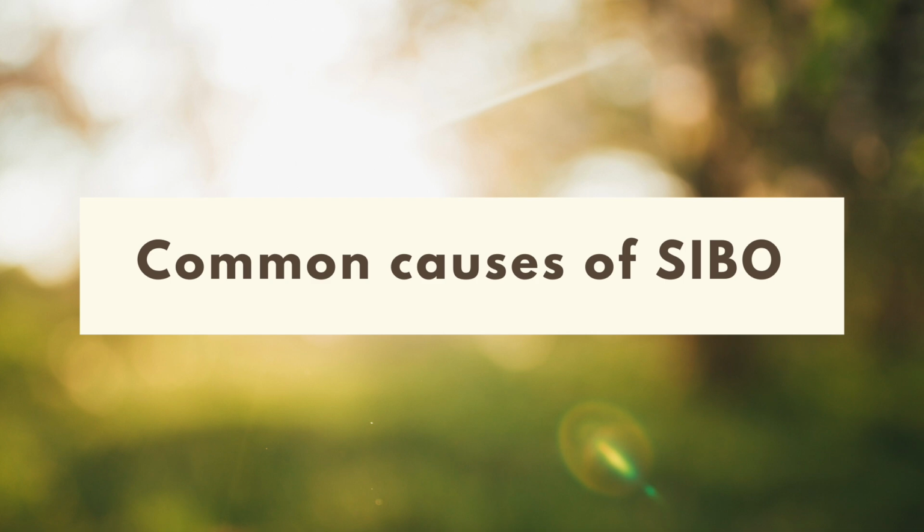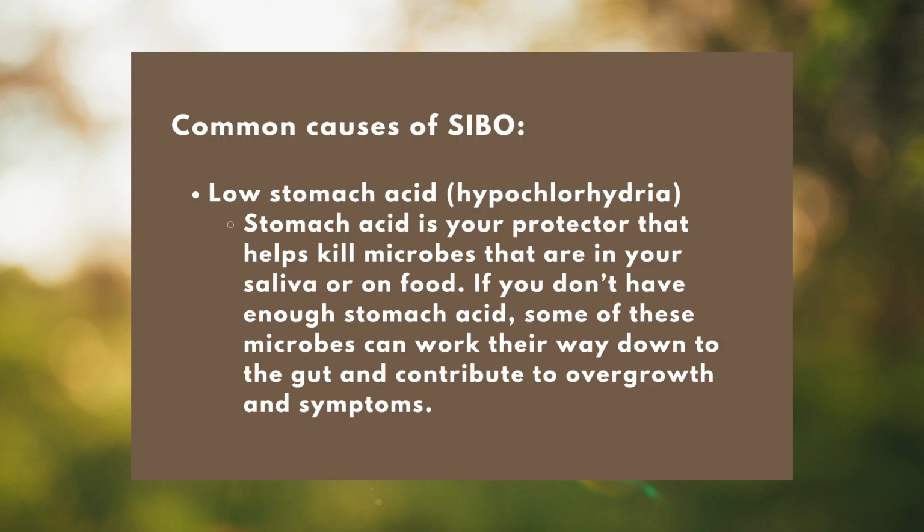And now to maybe the most important question of them all. What causes SIBO? So what are some of the most common causes of SIBO? The first one I have on the list is low stomach acid or hypochlorhydria. Your stomach acid is your great protector that helps kill microbes that are in your saliva and on your food. If you don't have enough stomach acid, some of these microbes can work their way down into the gut and contribute to overgrowth and symptoms.